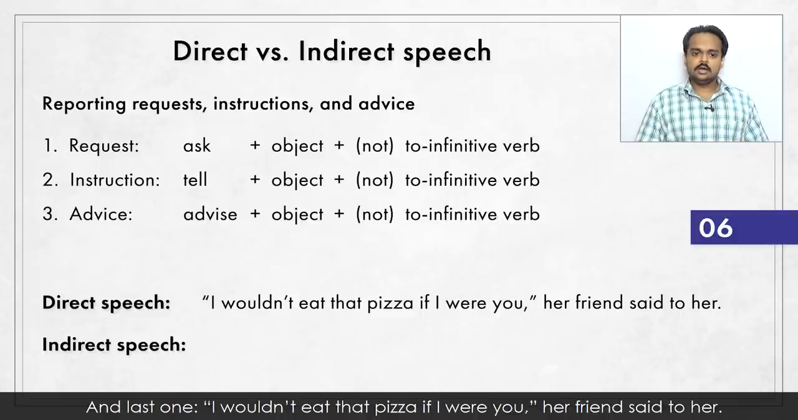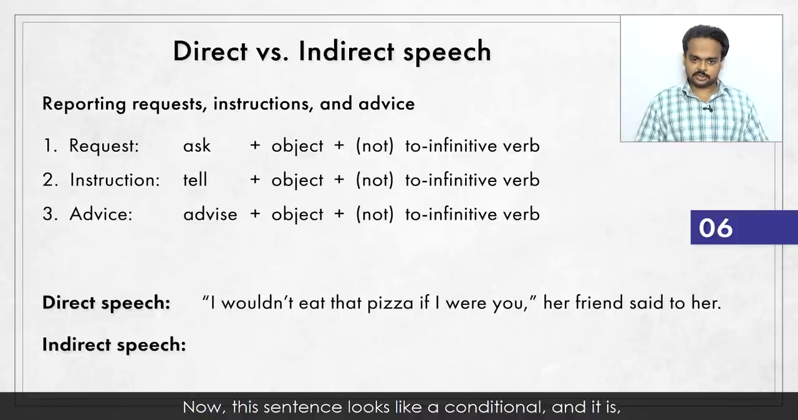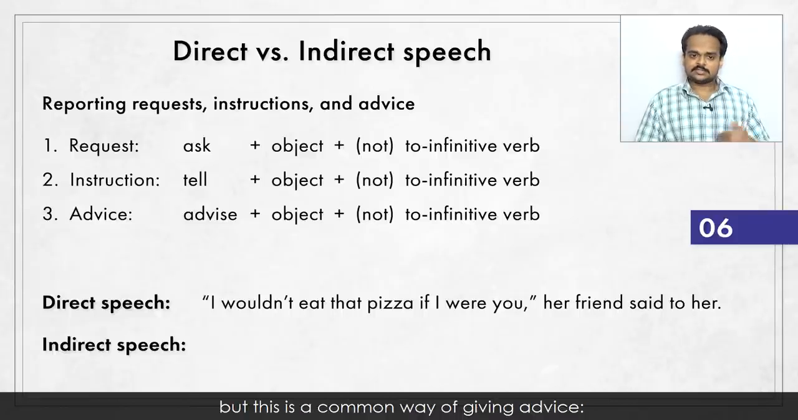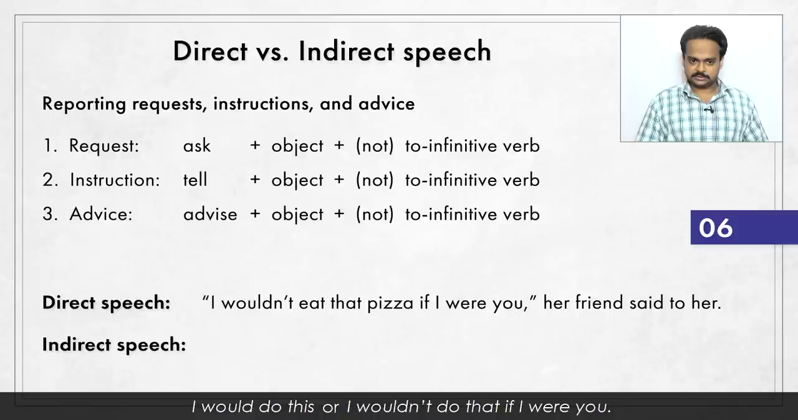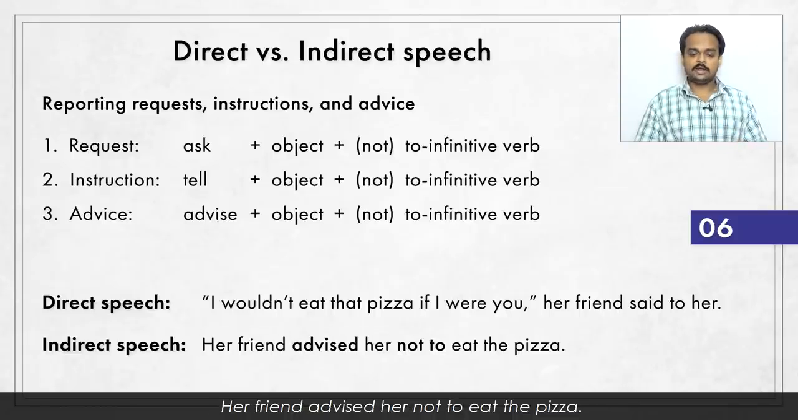And last one. "I wouldn't eat that pizza if I were you," her friend said to her. Now this sentence looks like a conditional, and it is, but this is a common way of giving advice. I would do this or I wouldn't do that if I were you. So we can once again use the verb advise. Her friend advised her not to eat the pizza. You can also say "that pizza"; it means the same thing.